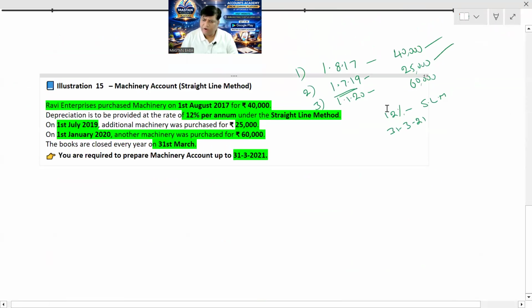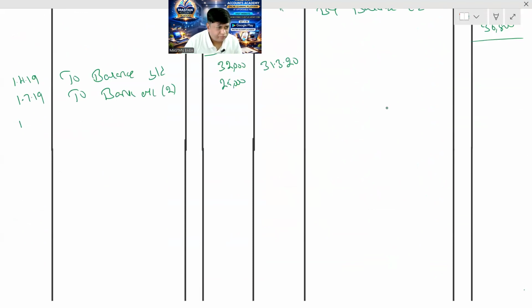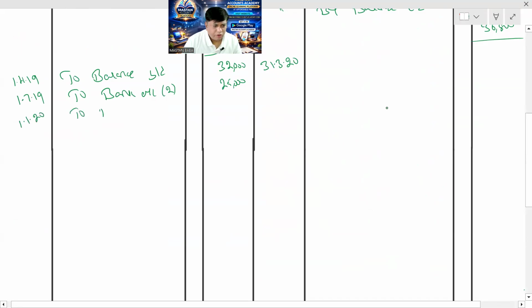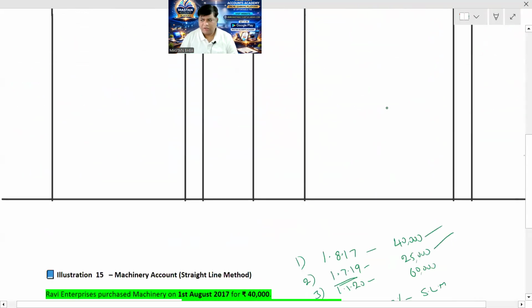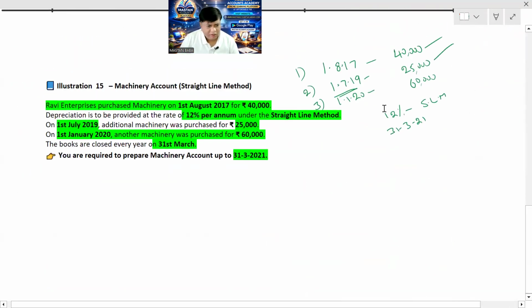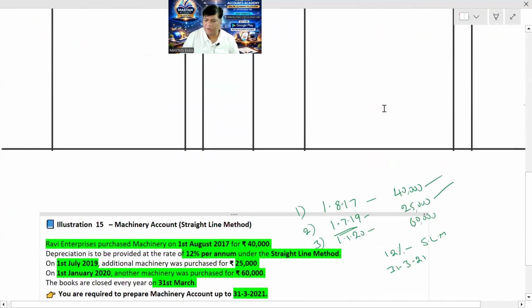it is given 1/1/20 కదా. 1/1/20 also falls in this period only. So right. 1/1/20 also falls within this period. So to bank account, third machinery. What is the cost of the third machinery? The cost of the third machinery is 60,000 rupees. The cost of the third machinery is how much ma?